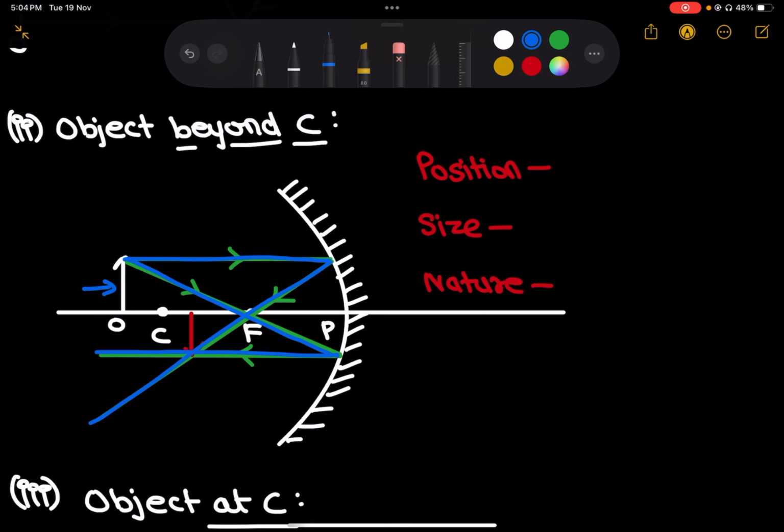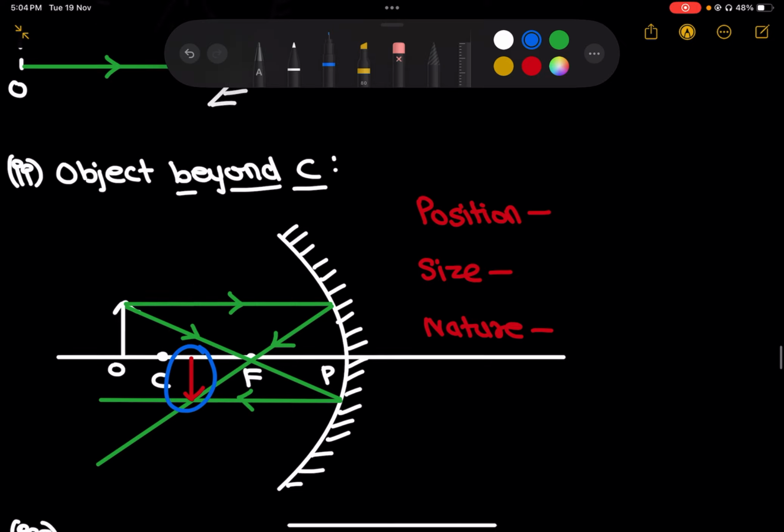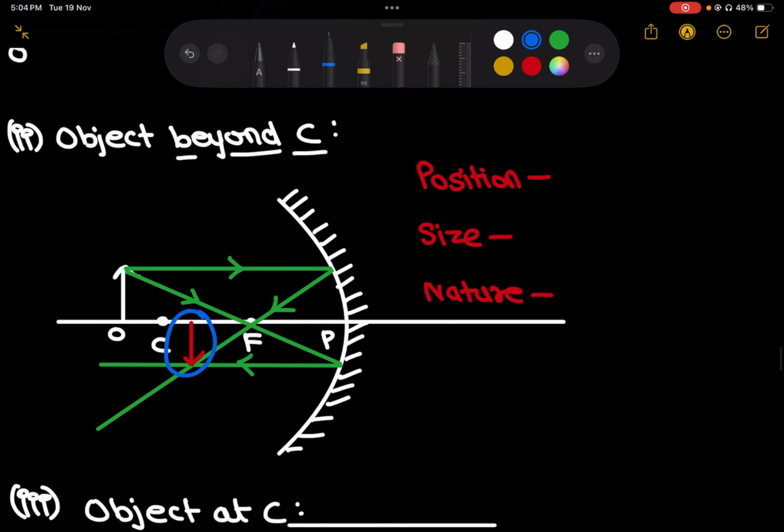The first two rules of ray diagrams. Okay, so where these two lines, the reflected lines, they intersect at this point, there the image will be formed. So I've drawn the image by using red color, as you can see. Right? So this is the image. Okay? So now what is the position of the image? The position is between C and F. Okay, what is the size of the image?